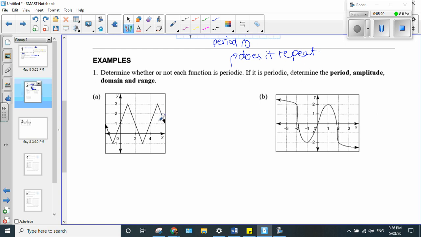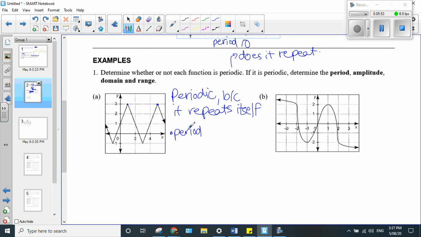Is it periodic? Well, yes, this is periodic. So we'll say periodic because it repeats itself. Okay, since we see that it starts here, goes down, comes up here, and it's going back in the same direction, we can just make this assumption that it's going to repeat forever. But again, we can only base our information on what we see. So yes, it's periodic. Now we want to find the period.